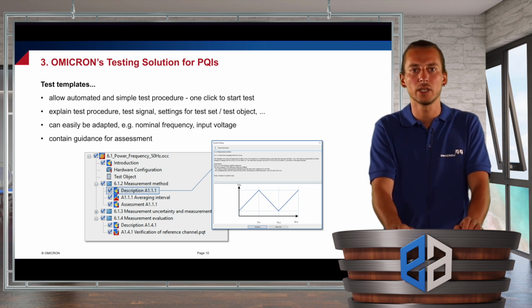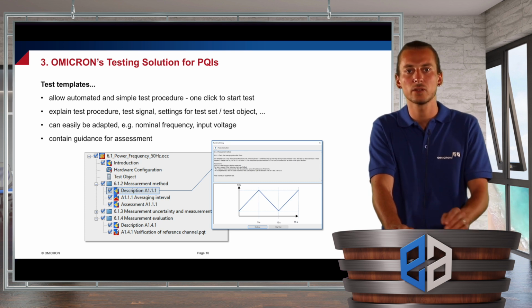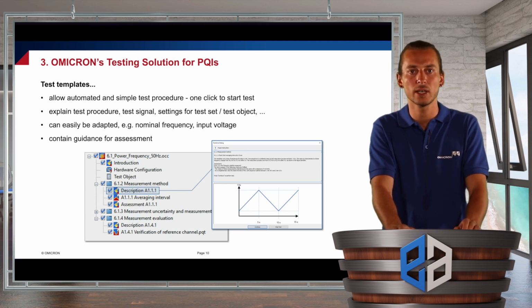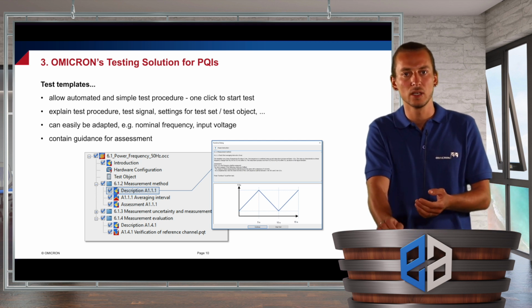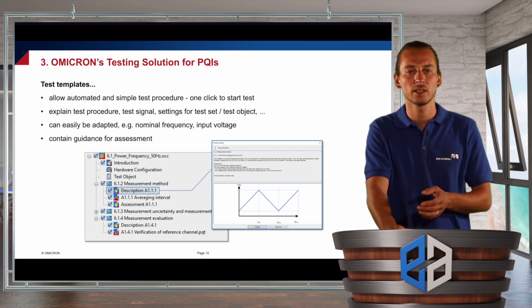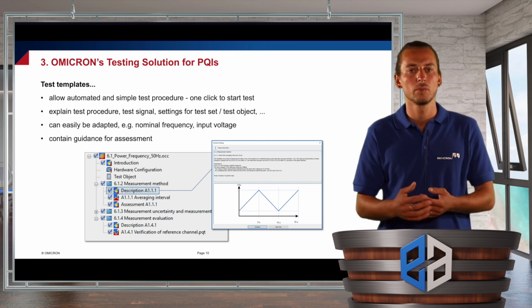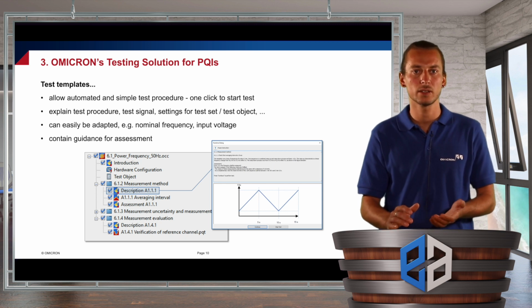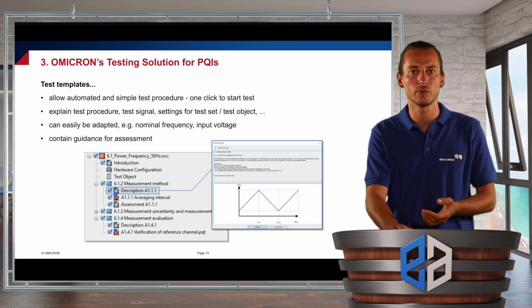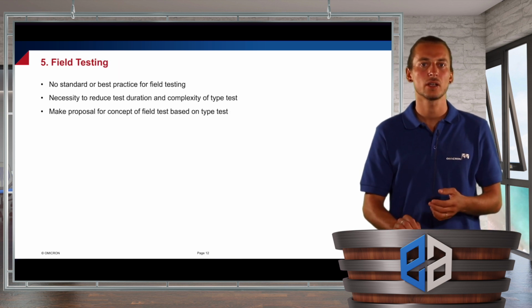Then they easily can be adapted to the nominal voltage or to the frequency that a particular power quality meter has. And also, and this is very important for testing power quality analyzers, they contain guidance and help for the assessment of the tests. Because unlike in protection testing, you don't have a binary contact just for trip or no trip, but you have to do a manual assessment, and this is somewhat complicated, so additional guidance can be very helpful.